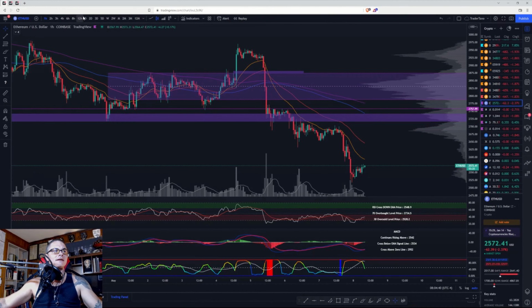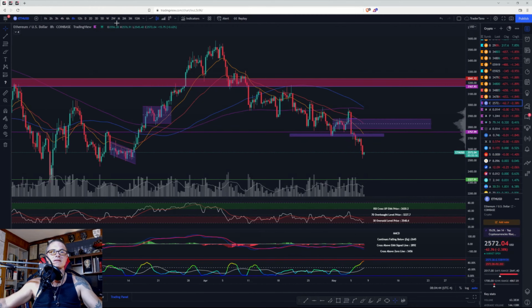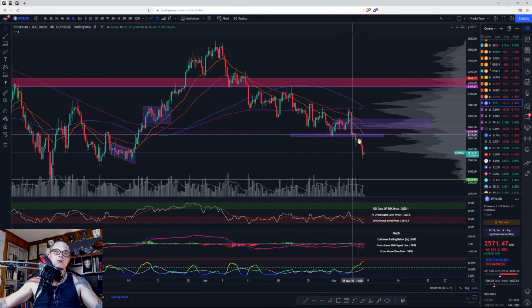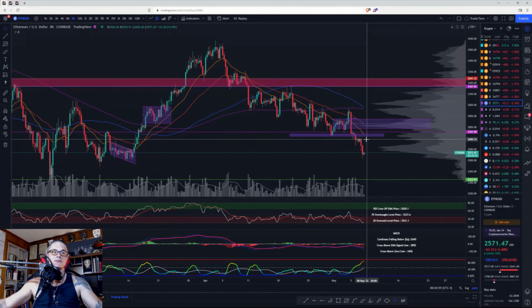So here we have Ethereum on the 8 hour on Coinbase. Okay, so you rolled right over. We did not get that bounce to the 21 or this purple line or the bottom of the range. Man, we needed that bounce. Rolled right over.